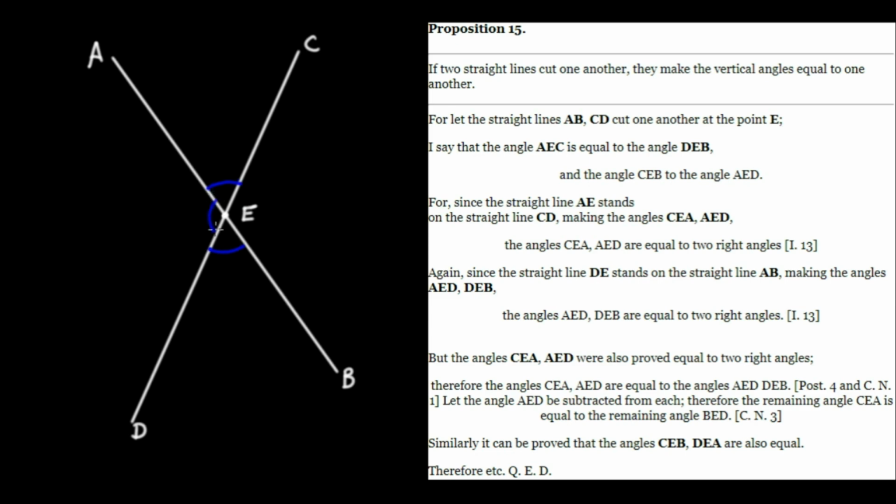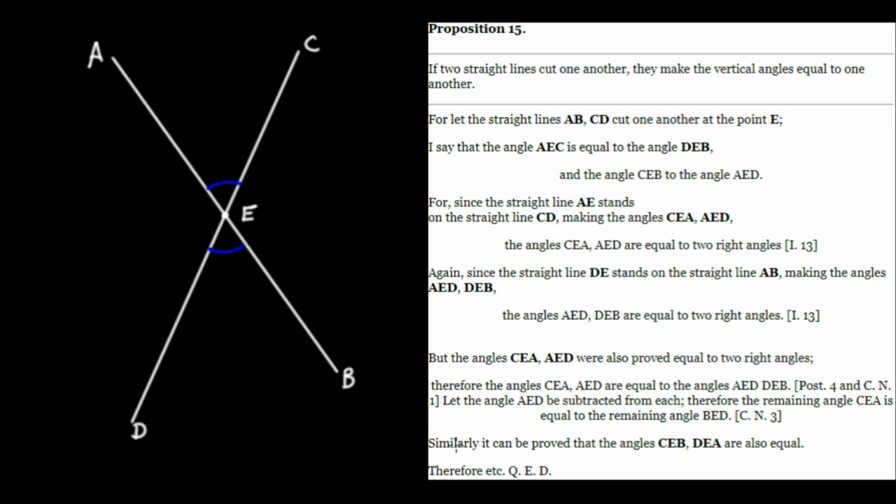So we're just going to subtract away that angle, AED, leaving only CEA and BED. And we use common notion number 3, which is that equals subtracted from equals will generate equals. And the generated equals are those two vertical angles.